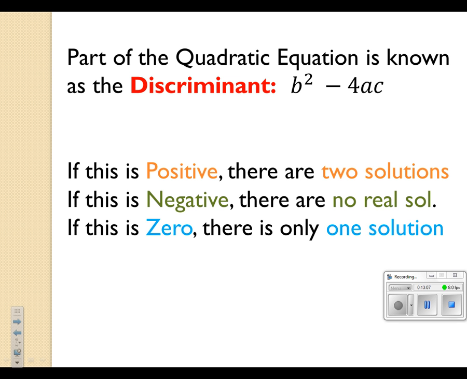These are some good things to keep in mind when you're working the quadratic formula. If the discriminant part ends up being positive, you're going to get 2 answers. If it's negative, you're done. There are no real solutions at that point. If you get 0, you're only going to come up with one answer, because plus or minus 0, you're going to get the same thing.